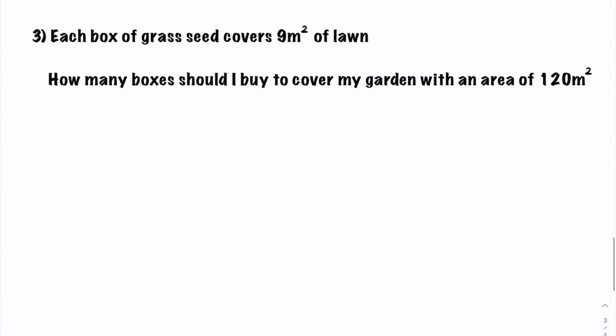So, question number 3. Each box of grass seed covers 9 meters squared of lawn. How many boxes should I buy to cover my garden with an area of 120 meters squared? So my garden has an area of 120 meters squared. I need to find how many boxes I need to buy if each box covers 9 meters squared of that. So we need to take 120 and divide that by 9. See how many 9s go into 120.